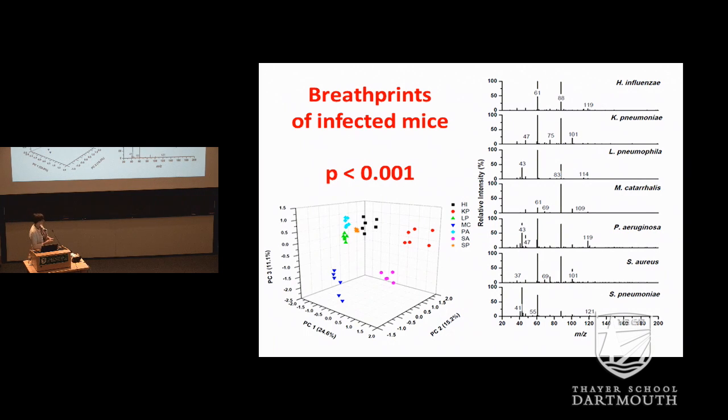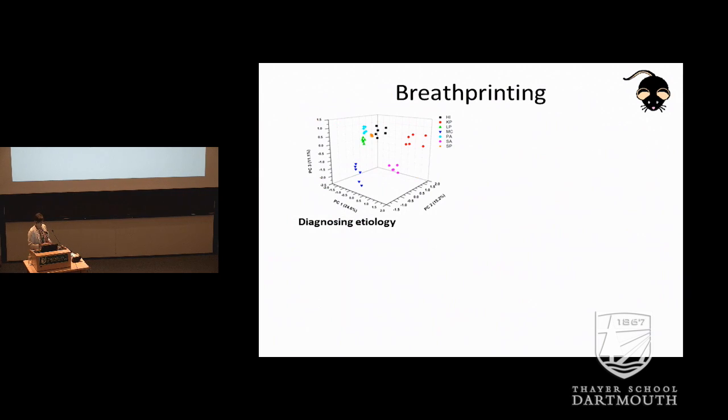For those of you who are interested in the statistical analysis of this data, this is one version of how we look at the data. This is a principal components analysis. Basically what this is showing in 3 dimensions is that mice that have the same infection cluster together in terms of their breath profile, and that's different than mice with infections of a different nature. So we're able to diagnose infection etiology. This was after 24 hours of infection.